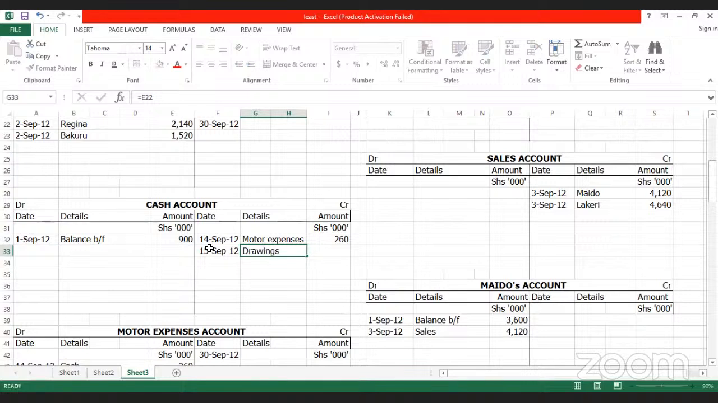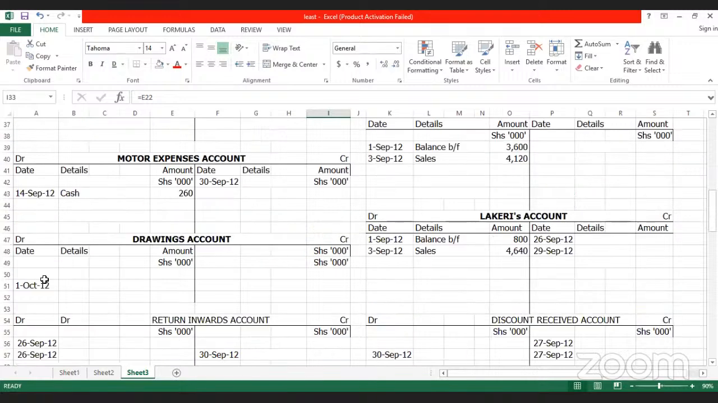The drawings account will include the debit entry according to the rules of double entry. How much are the drawings? 340. Drawings are 340. Then you go to the drawings account. That is on the 15th. Debit entry.